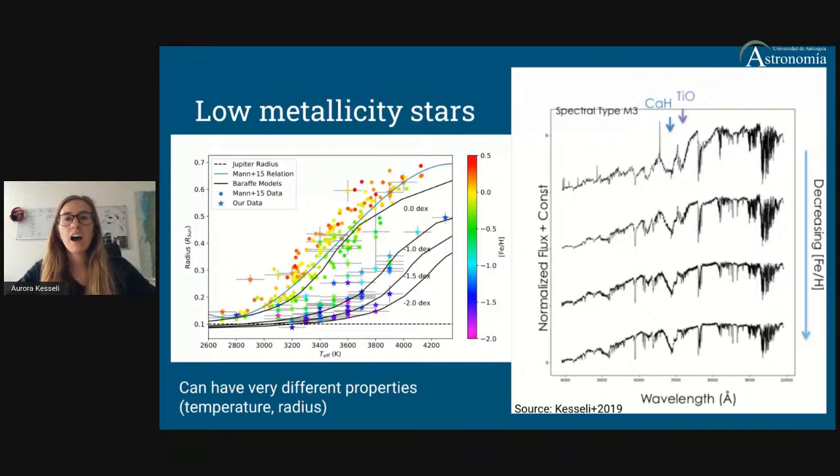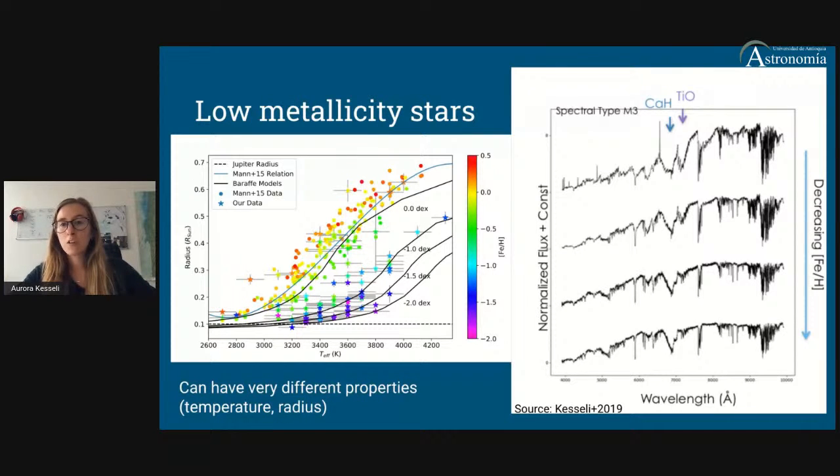Okay. And another cool thing about low metallicity stars is that they can have different properties to regular solar stars. So this is a study that I did back in graduate school where I looked at M dwarfs and looked at how their properties change based on their metallicity.